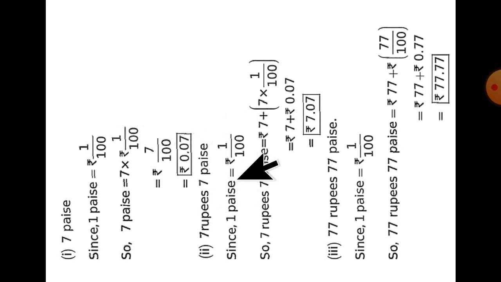Now 7 rupees 7 paise. Again 1 paise equal to rupees 1 upon 100, and 7 rupees 7 paise equal to 7 rupees plus 7 into 1 upon 100 is equal to 7 plus 0.07 rupees equal to 7.07 rupees. Now 77 rupees 77 paise. Again 1 paise equal to rupees 1 upon 100. So 77 rupees 77 paise equal to rupees 77 plus rupees 77 upon 100 equal to rupees 77 plus rupees 0.77. Now you will add these two, so equal to rupees 77.77.